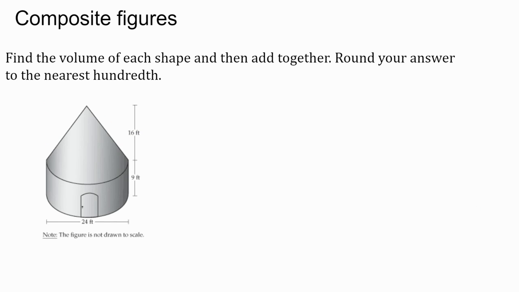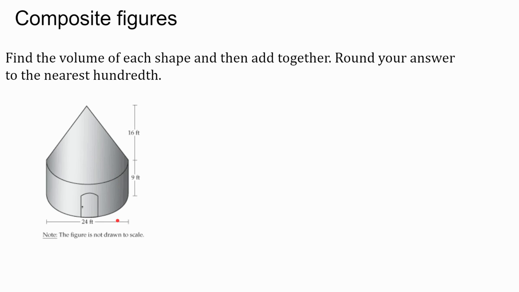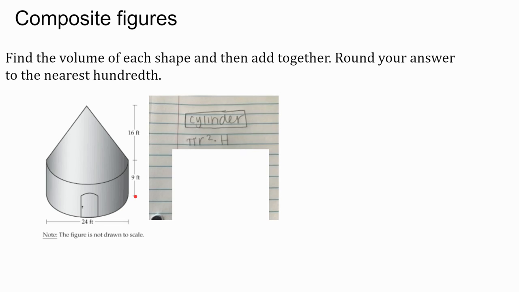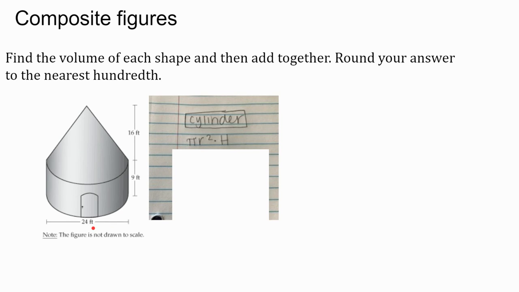Okay, moving on to another problem. Same directions as the last one, and you're going to round your answer to the nearest hundredth. If you notice on the bottom, this figure is definitely not drawn to scale, but what two shapes do you see here? If you said cylinder and cone, you would be correct. Now, if I'm looking at this cylinder here, the volume formula for a cylinder is pi r squared times the height. I don't have a radius here, I only have the diameter. So in order to find the radius, I need to divide the diameter by 2. So 24 divided by 2 is 12.